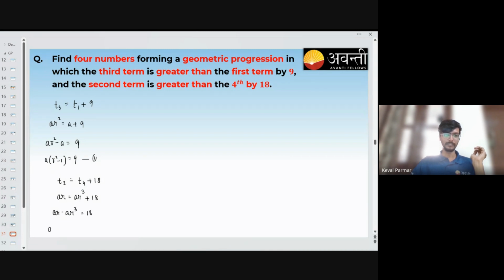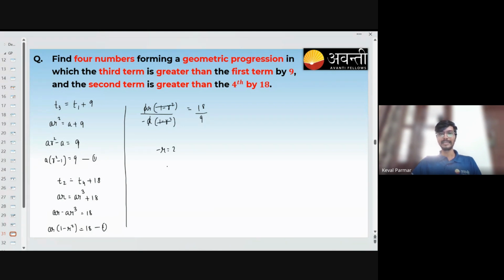I can take AR common and get AR times (1 minus R square) equals 18. Now, what can I do with equations 1 and 2? I'll simply divide 2 by 1. AR into (1 minus R square) upon A, so I get 1 minus R square equals 18 upon 9. A cancels, and I get minus R equals 2. That means R equals minus 2.